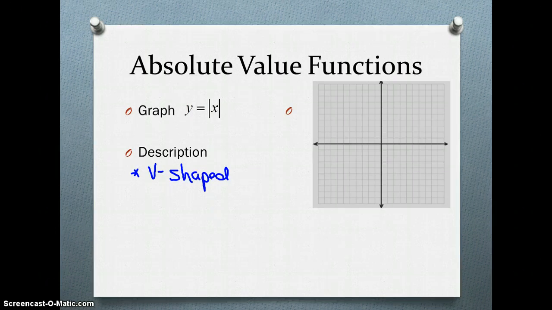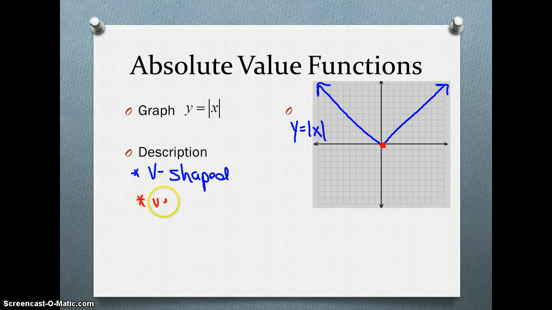That will always look like this. That is the graph of y is equal to the absolute value of x. It's a V-shaped graph. In this case, this red point here is called the vertex. So every absolute value function will have a vertex, a single point where both rays come to meet. In this case, it just happens to be the origin.